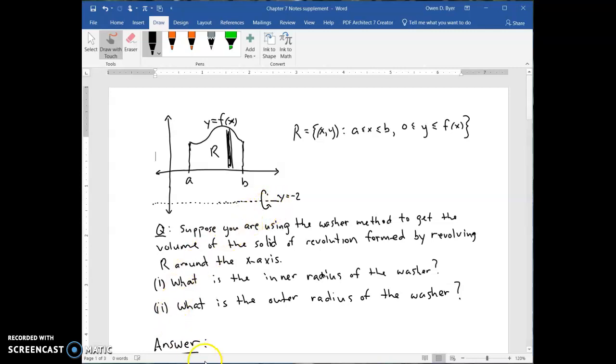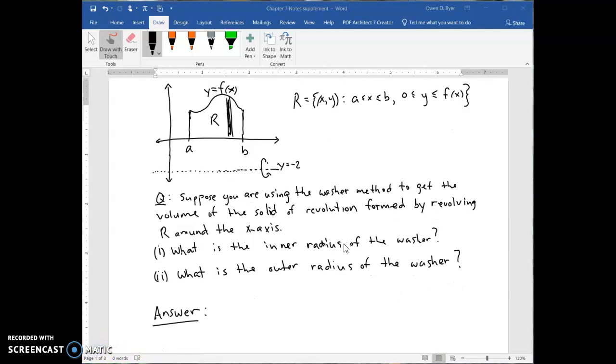I'm going to pause the video for a second, and I want you to stop and think about what the inner radius is and the outer radius for this washer. Okay, so the answer to this question, the inner radius, which I'll highlight here in this orange, is going to go from the bottom of the region to here. So that's my little inner radius, and I'll call that r.